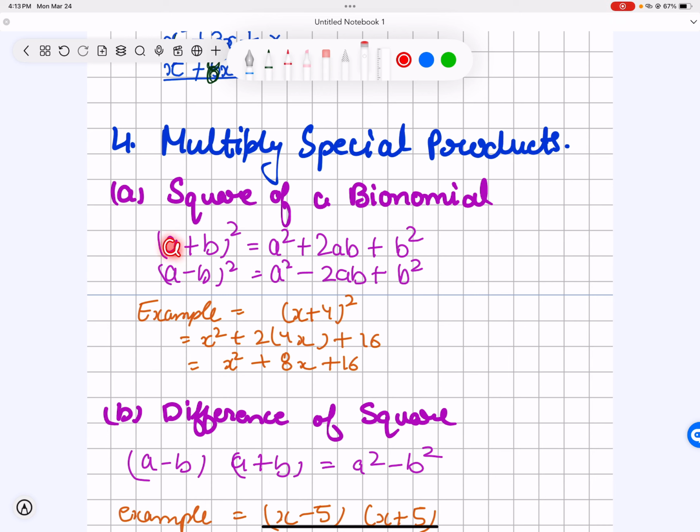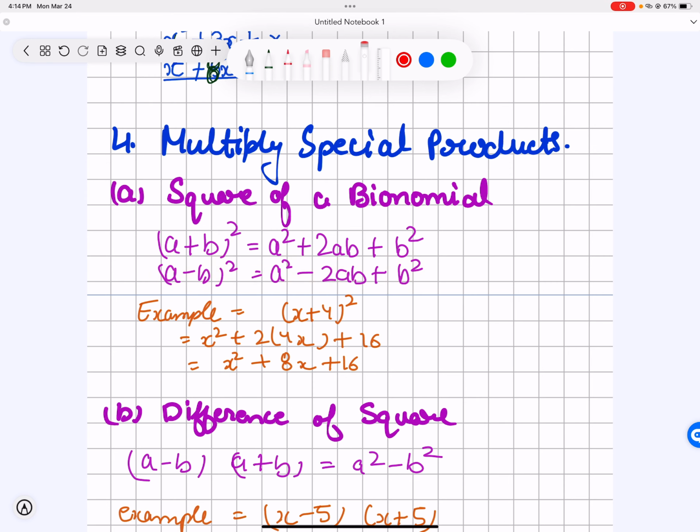I have (a plus b) squared. It gives me a squared first: a squared plus 2ab plus b squared. And then I have (a minus b) squared, which is equal to a squared minus 2ab plus b squared.